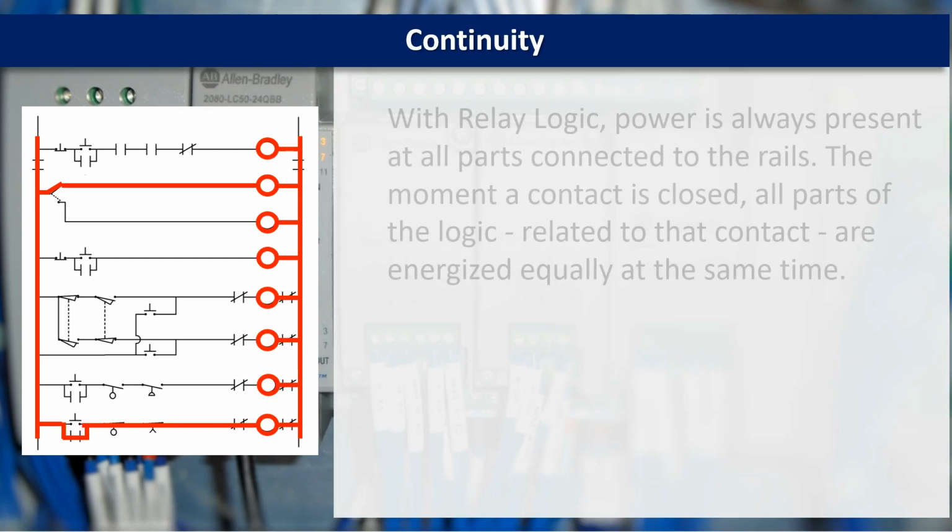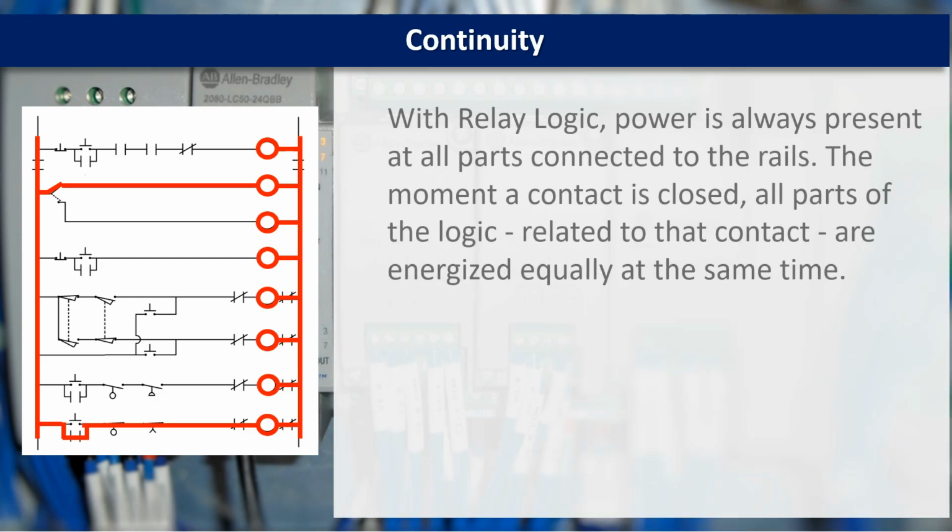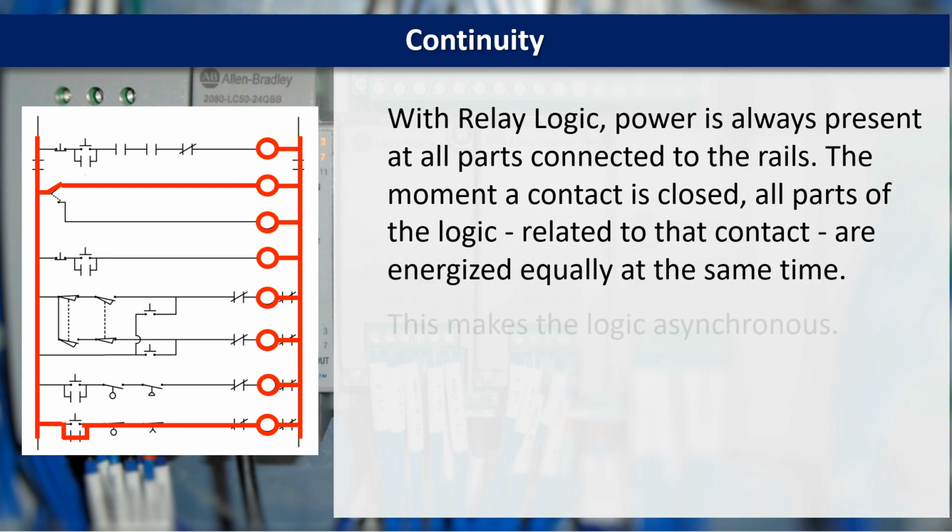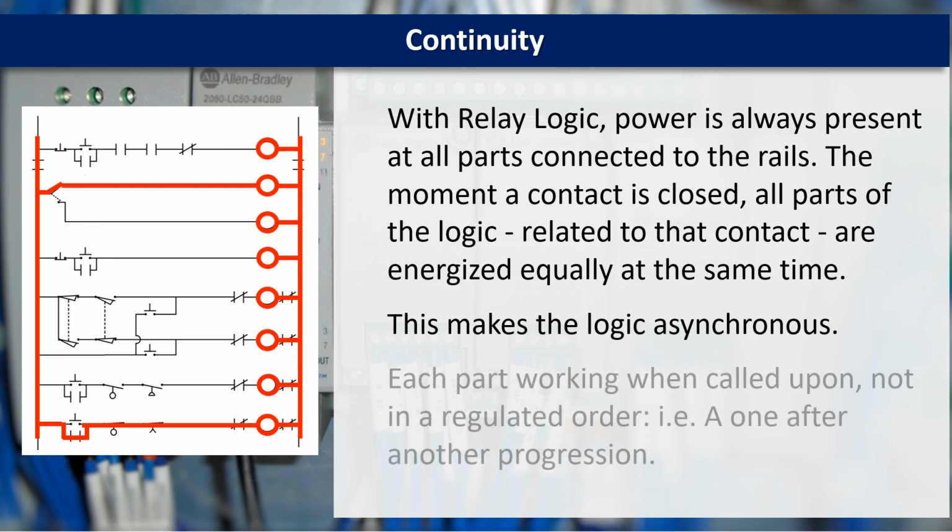With relay logic, power is always present at all parts connected to the rails. The moment a contact is closed, all parts of the logic related to that contact are energized equally at the same time. This makes the logic asynchronous, each part working when called upon, not in a regulated order, that is to say, one after another progression.